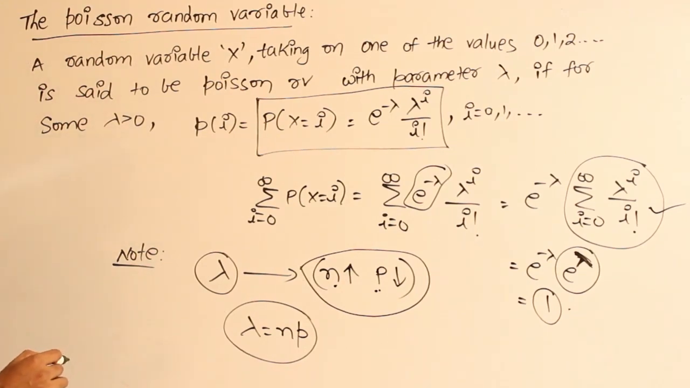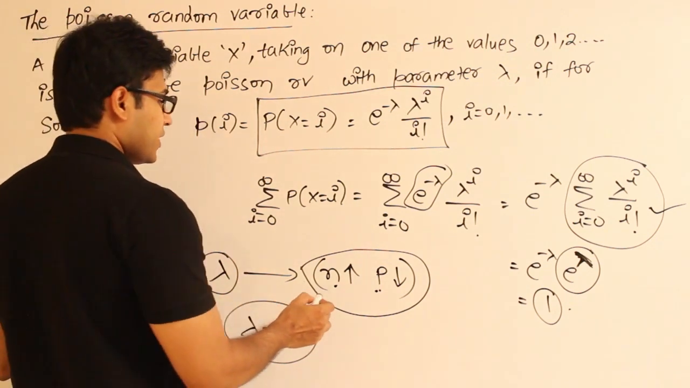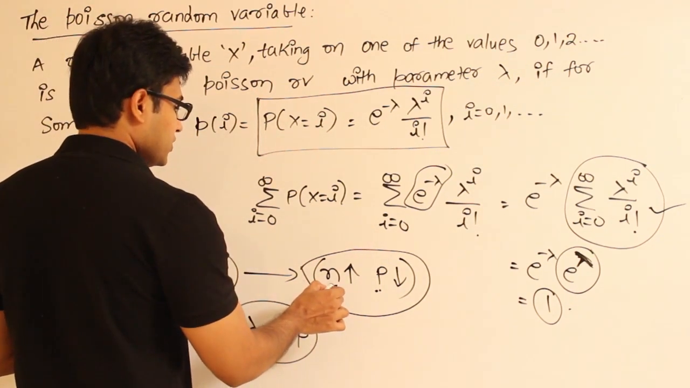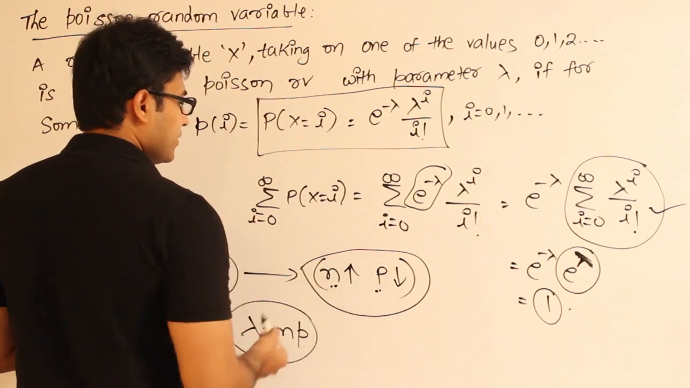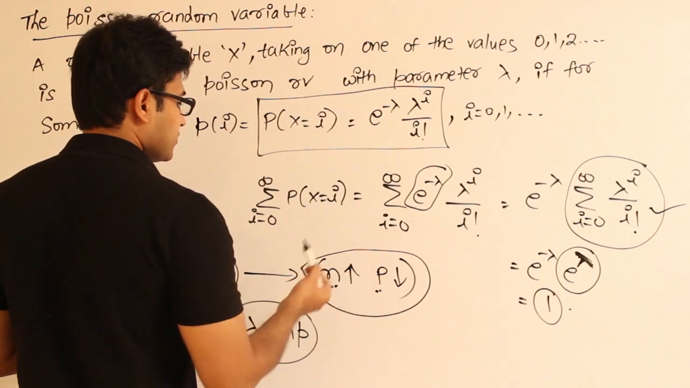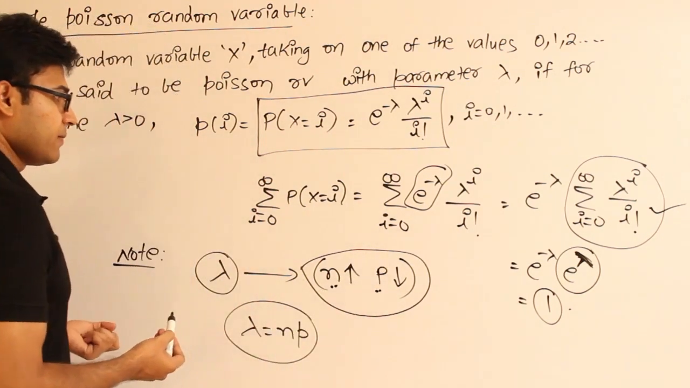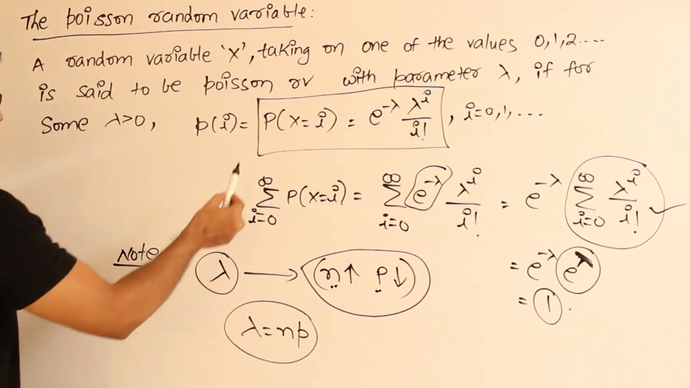Are you getting this? If you have framed a question and you are solving it using the binomial random variable with parameters n and p, and in that example you find that n is very large and p is very small, then instead of using the binomial formula, you can use this formula, right?